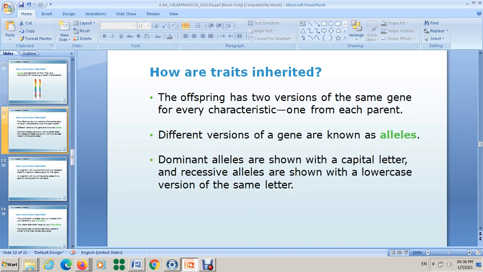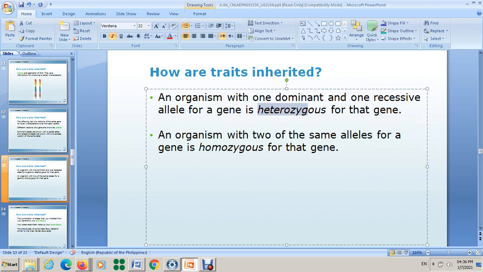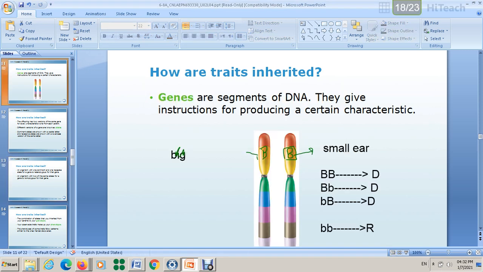This is about the letters. Dominant alleles are shown with a capital letter and recessive alleles are shown with the lowercase version of the same letter. Now, an organism with one dominant and one recessive allele for a gene is heterozygous for that gene. What does that mean? Which one of these is heterozygous? This one is heterozygous, it has a dominant and it has a recessive, and this one has a dominant and a recessive, so this one is heterozygous.